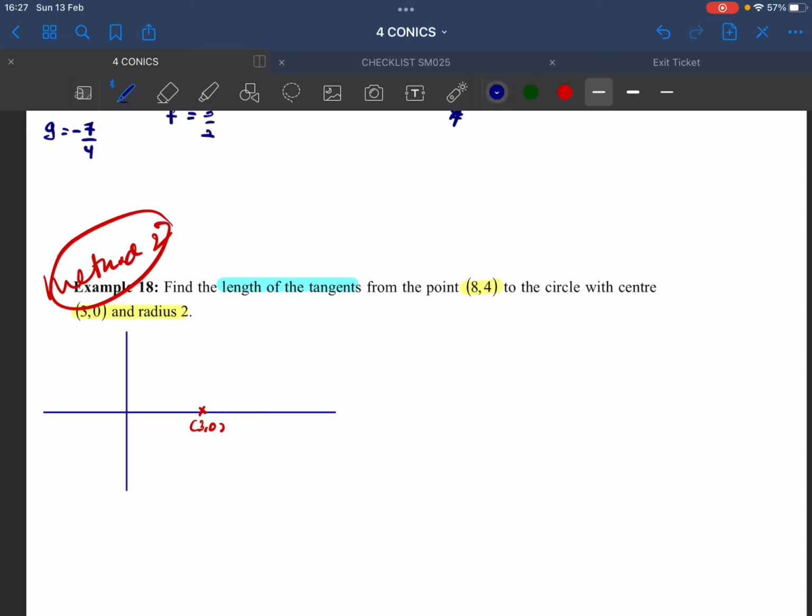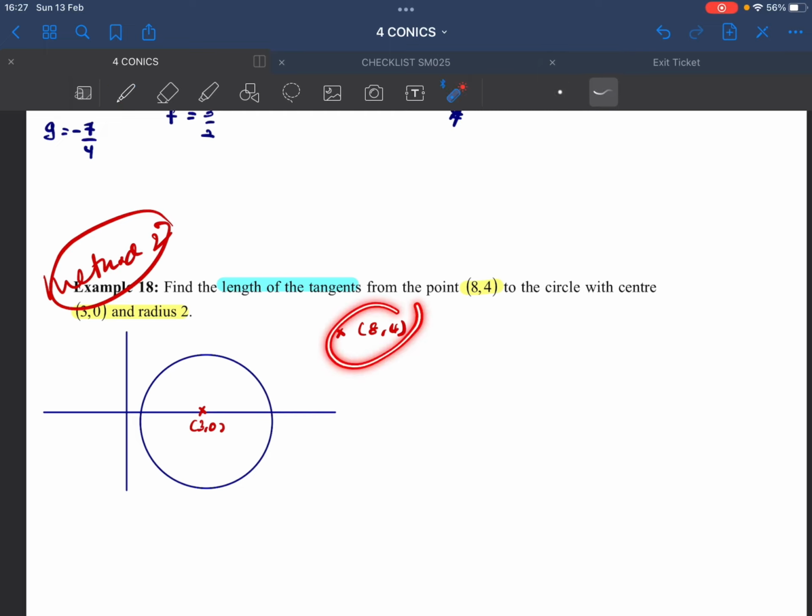Let's draw the circle around that center. That doesn't look like a circle, but okay, we have a circle, and then we have a tangent from point (8, 4). So let's label point (8, 4). It is going to be somewhere around here. So a tangent from this point: let's draw a line from that point to the circle. This is going to be the tangent.